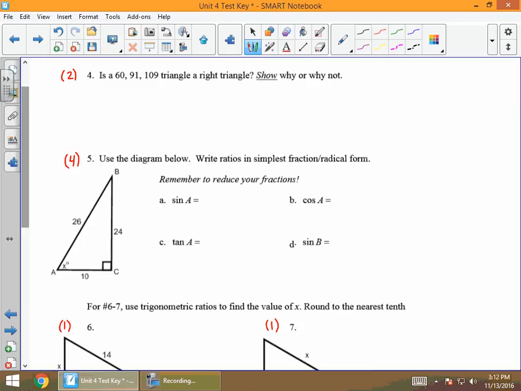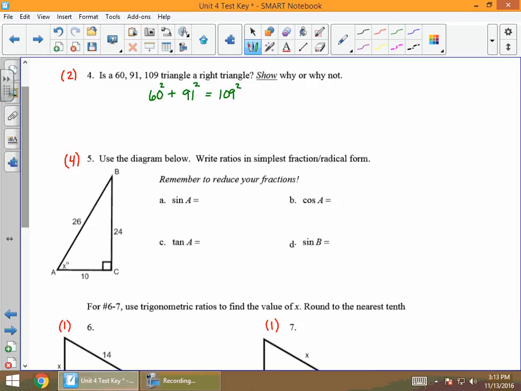When we were trying to prove whether something was a Pythagorean triple, we had 3 steps. We had to prove that it was a triangle. We had to prove that it was then a right triangle. Then we had to prove that they were all integers and it was a triple. This just wants to know whether it is a right triangle. So I only need to do one of those 3 steps. I need to check and see if the 2 smaller sides, 60 and 91, if I were to square them and add them together, it equals 109 squared.